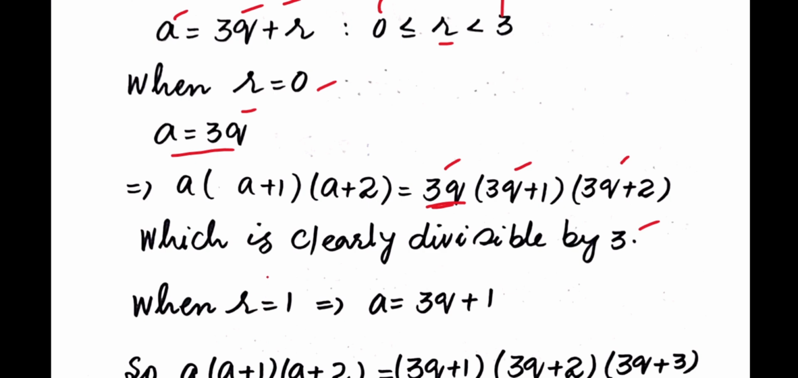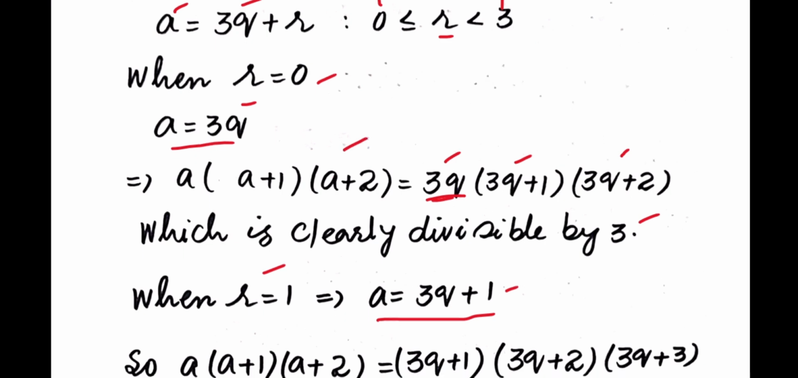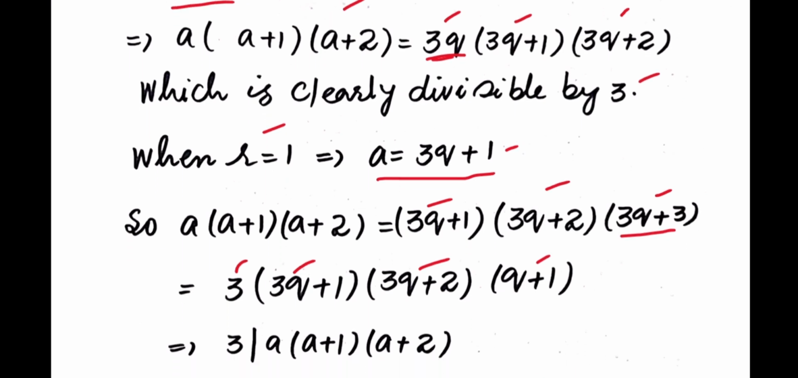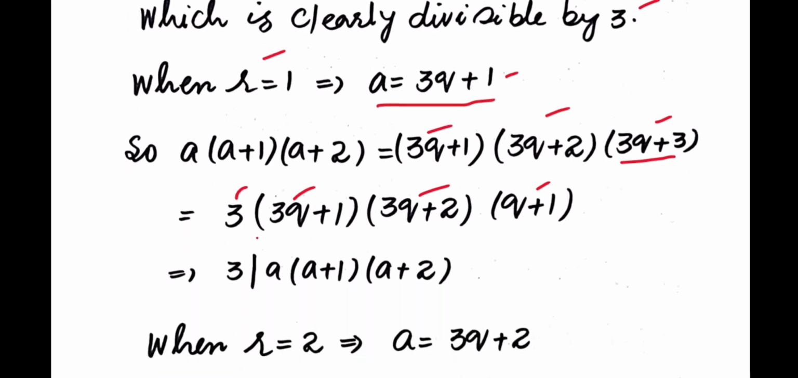When your remainder r is 1, then a is 3q plus 1. So substituting this value of a is equal to 3q plus 1 in this product, we have 3q plus 1, 3q plus 2, 3q plus 3. By taking 3 as a common factor from this bracket, we have 3 into 3q plus 1, 3q plus 2, q plus 1, which shows that 3 divides this product, and hence 3 divides the product of these 3 consecutive integers.